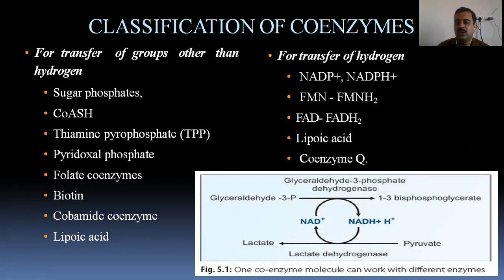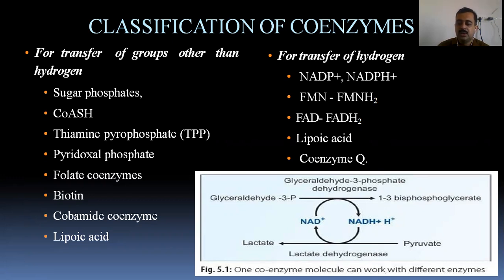For transfer of hydrogen, the hydrogen can be transferred from NAD plus or NADH, FMN, FMNH2, FAD, FADH2, lipoic acid, and coenzyme Q. So these are group transfer reactions that take place. Basically, the hydrogen molecule or hydrogen part of that particular compound gets transferred.